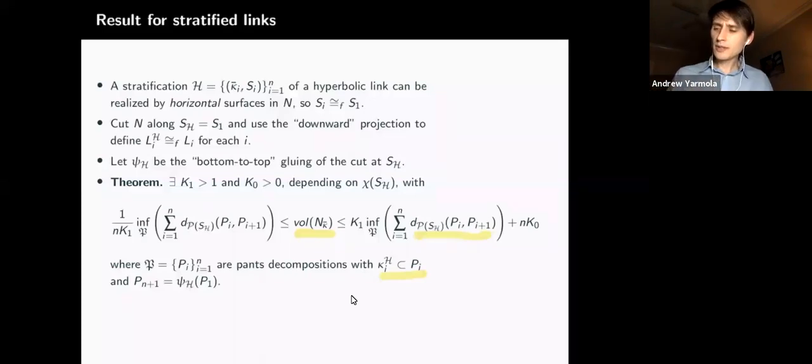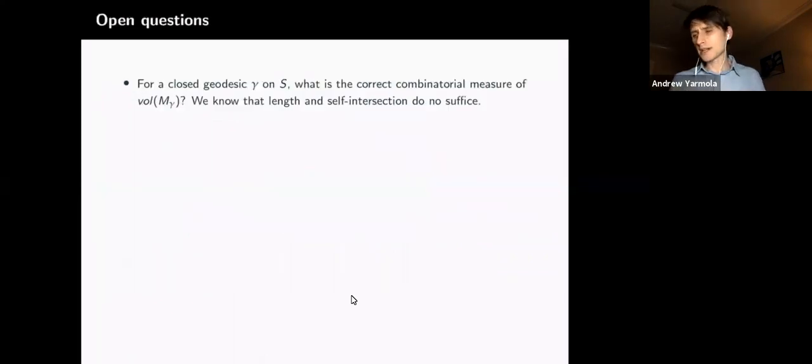Now, to conclude, let's look at some open questions. First, what we just talked about was a lot of simple multicurves. What happens if we just have a closed geodesic? What if something has self-intersection? What is the right measure in the combinatorial sense of this volume?